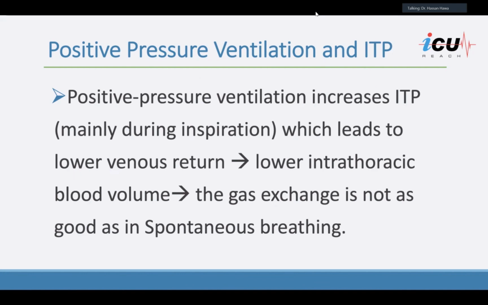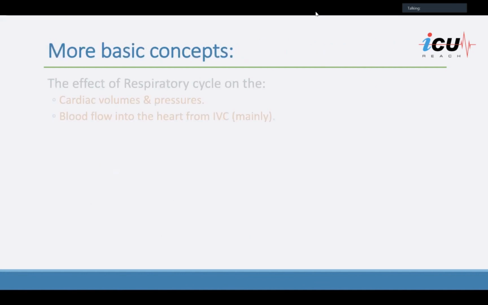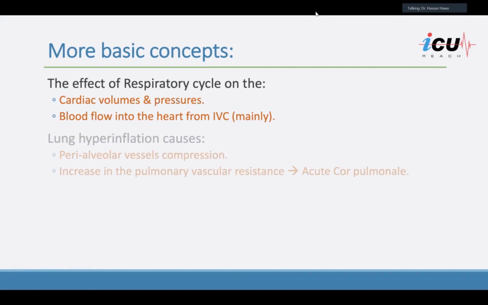We know from animal studies that a PEEP above 15 significantly compromised the hemodynamics of animals under the study, and the idea comes from the fact that high intrathoracic pressure will affect significantly the hemodynamics. The effect of respiratory cycle on the cardiac volume and pressure will be illustrated in a few slides, and we'll talk about the blood flow into the heart from the IVC, and then we will talk about the lung hyperinflation causes in relation to perialveolar vessel compression and the increase in the pulmonary vascular resistance or the acute pulmonary.